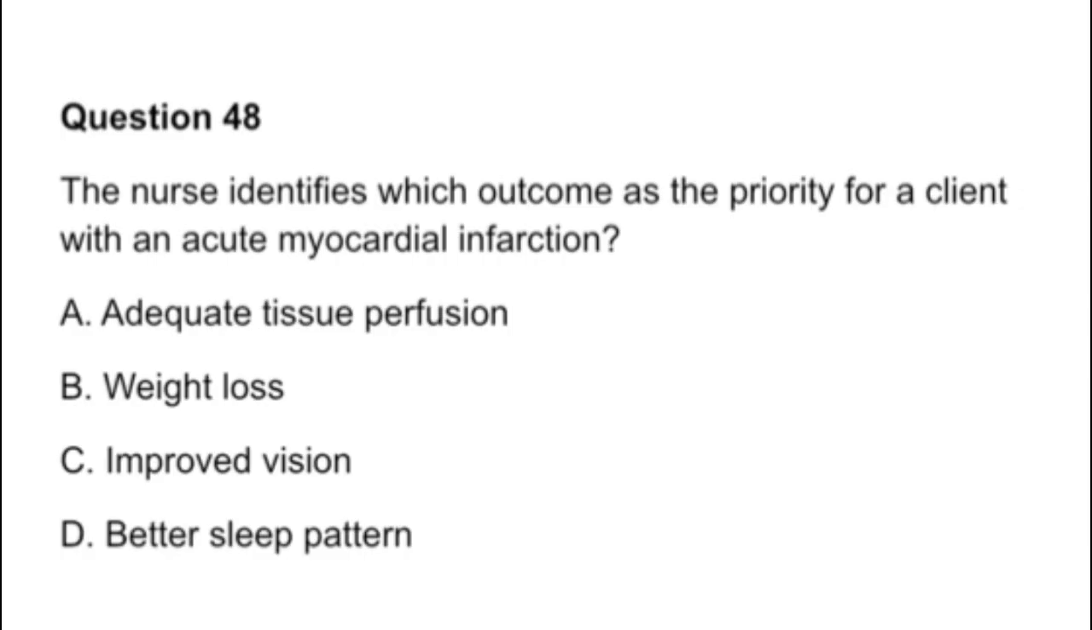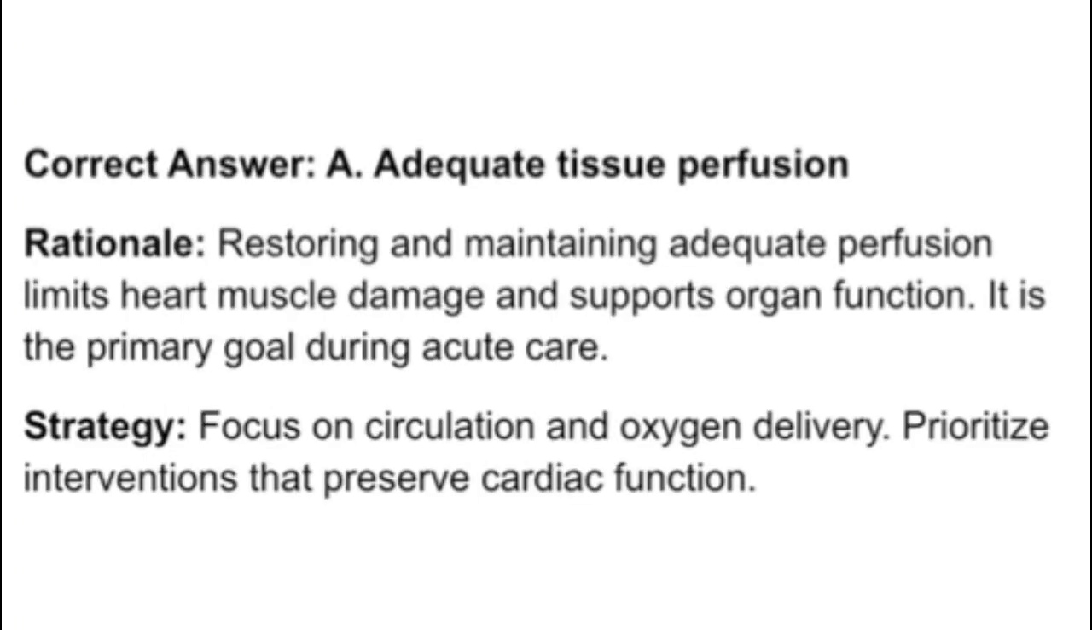Question 48. The nurse identifies which outcome as the priority for a client with an acute myocardial infarction? A. Adequate tissue perfusion. B. Weight loss. C. Improved vision. D. Better sleep pattern. Correct answer, A. Adequate tissue perfusion.